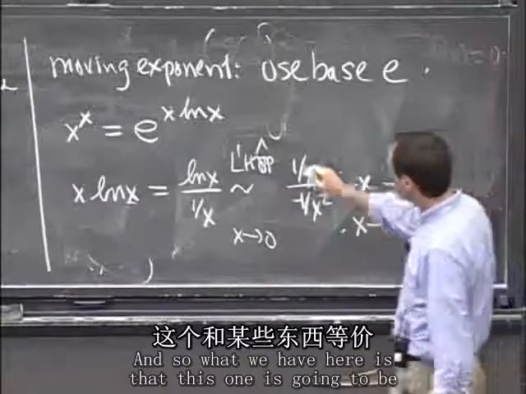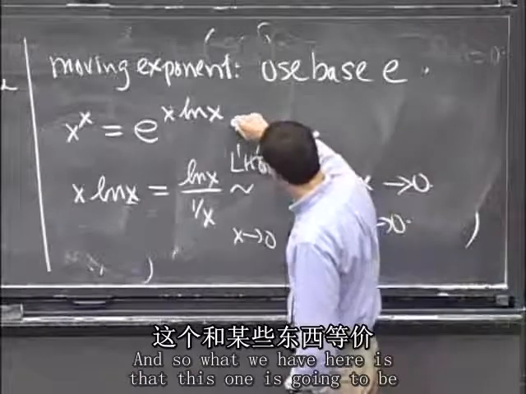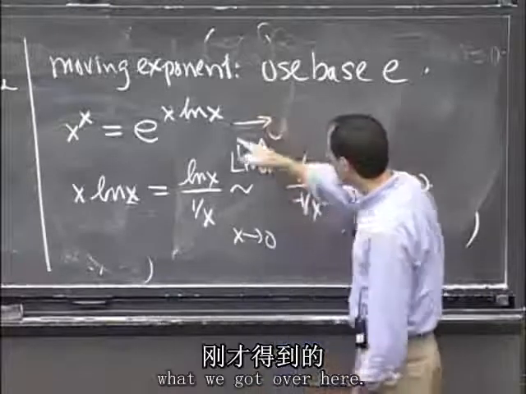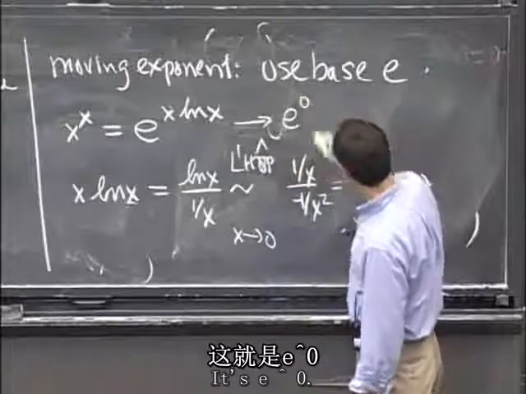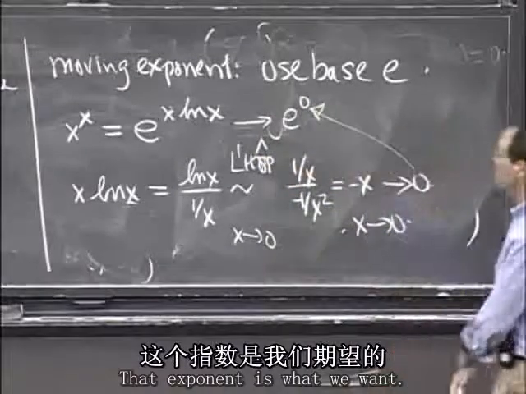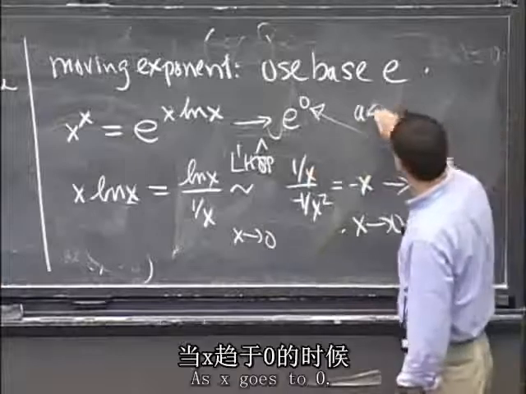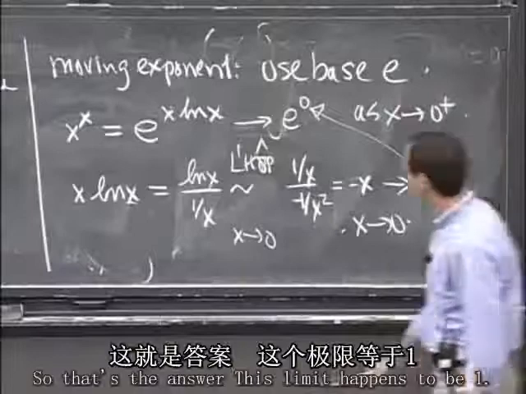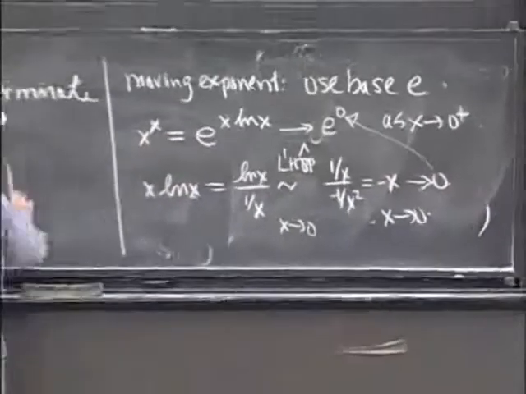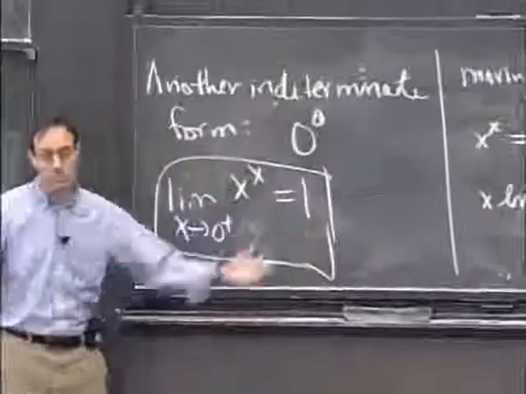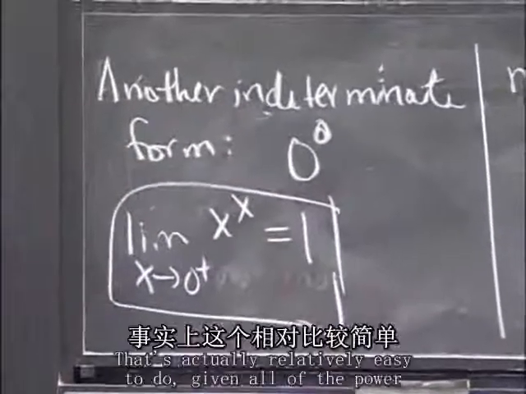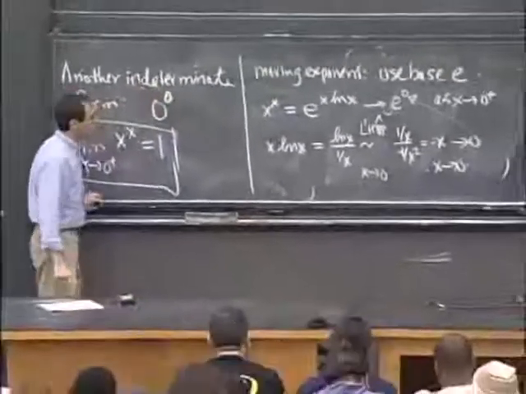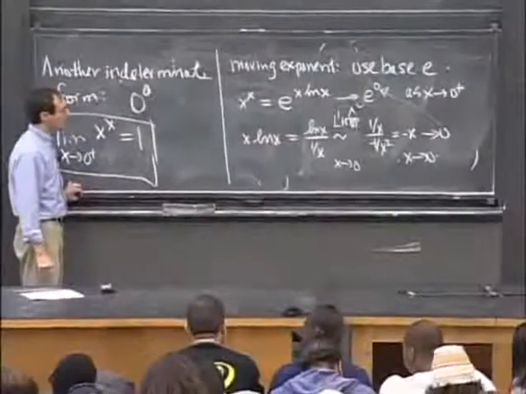And so what we have here is that this one is going to tend to what we got over here. It's e to the 0, right? That exponent is what we want as x goes to 0. All right? So that's the answer. This limit happens to be 1. And it's actually relatively easy to do given all of the power that we have in our hands now. All right?